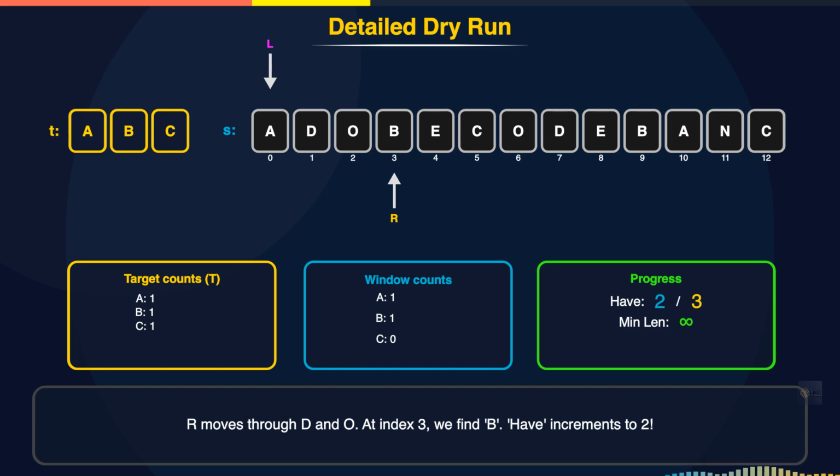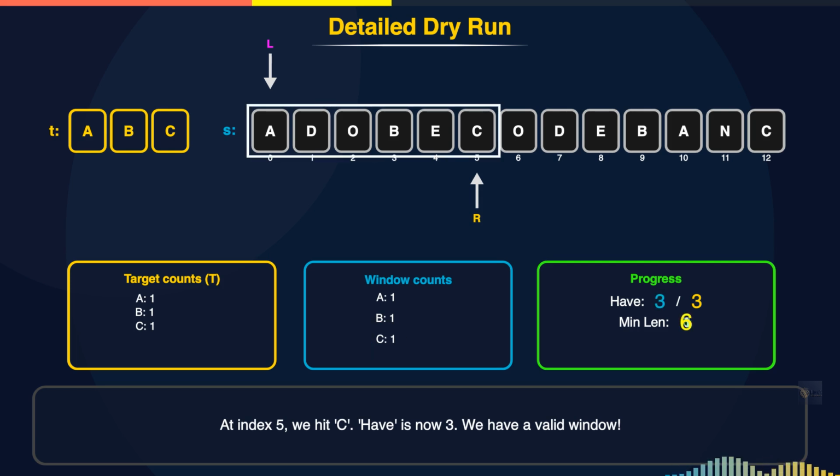We skip E, and hit C at index 5. Now we have A, B, and C. Our have count hits 3, matching our goal. This is our first valid window, DOBEC with a length of 6.